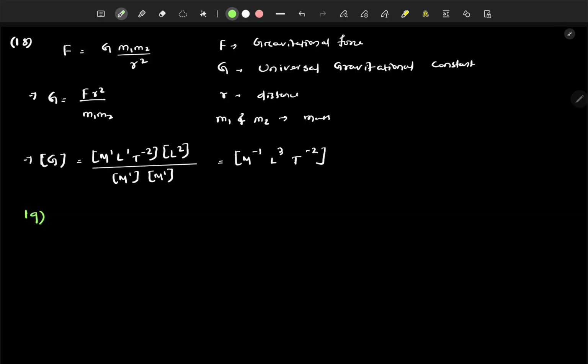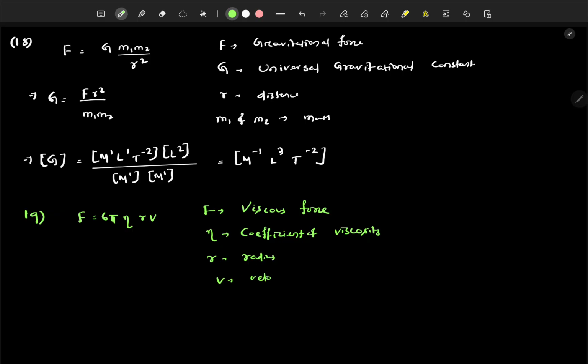Another formula is F = 6πηrv. F is your viscous force. And remember, 6π is a number, so ignore this, it has no dimension. Then η is your coefficient of viscosity. This is one important dimension. And r is your radius, and v is velocity.